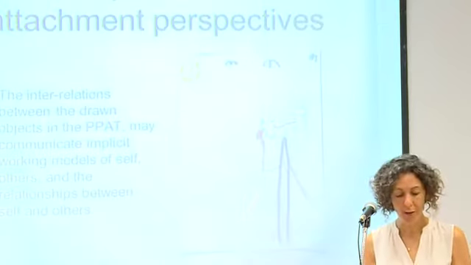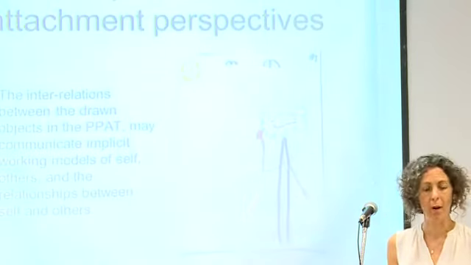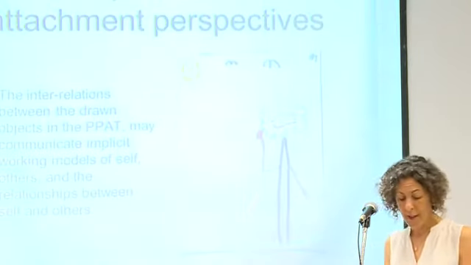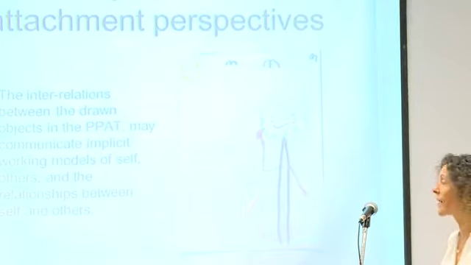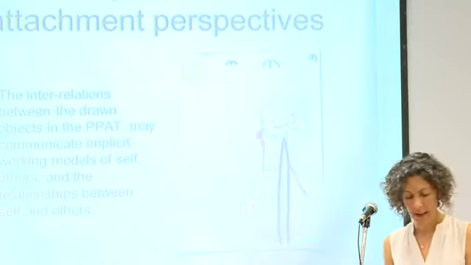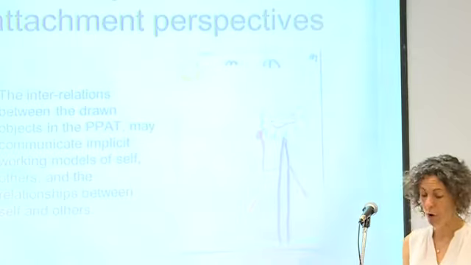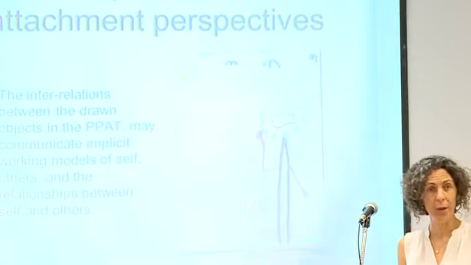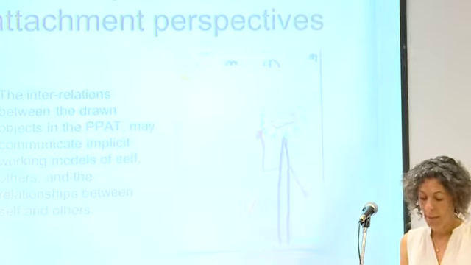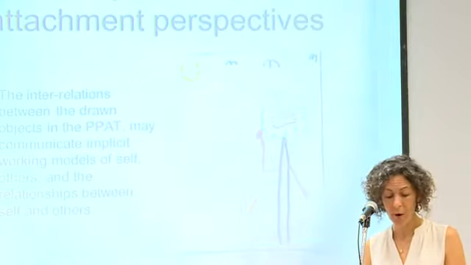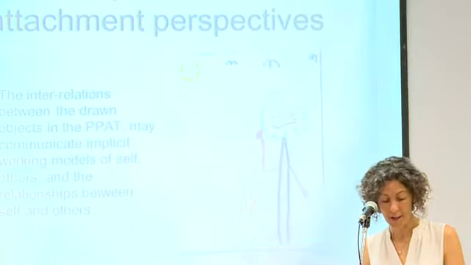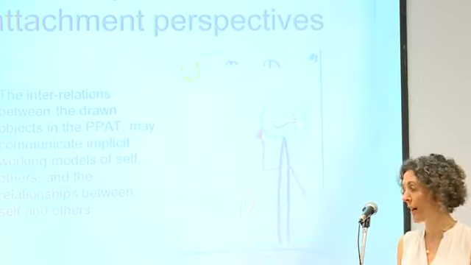So two main rationales guided us in developing our rating system. The first is object relations and attachment. The interrelations between the drawn objects in the PPAT, the tree, the person, and the apple, may communicate implicit working models of self, others, and the relationships between self and others.